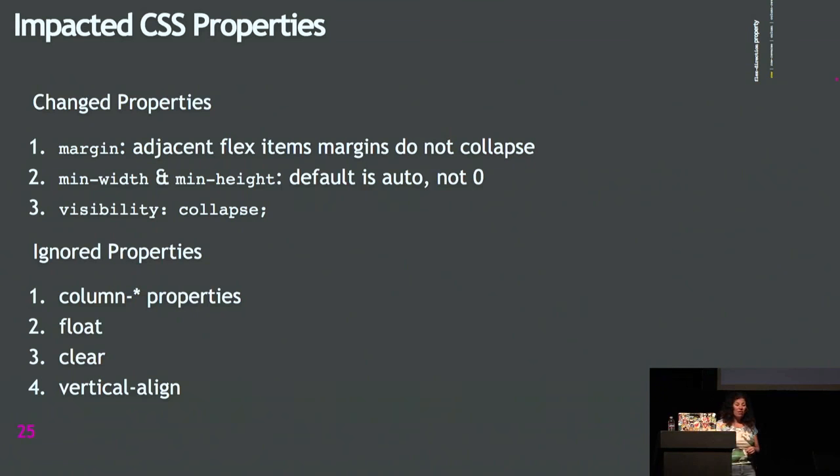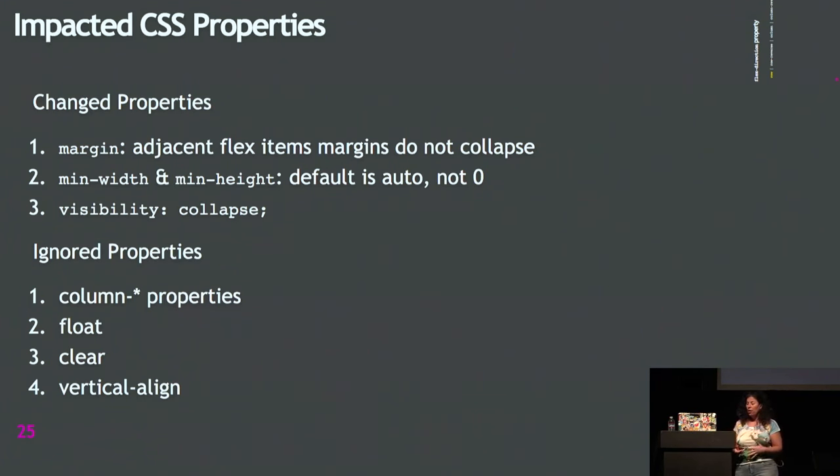Visibility collapse, I'm going to cover that later. It's just interesting what it does. Then there's some properties that are ignored. Let's say you have columns on, like you have this content and there's columns. It just ignores the columns. Like you have a div and you have content, that will just become an anonymous flex item. It will not have columns.